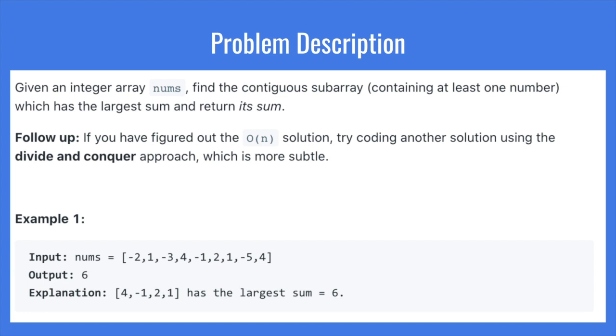So for example, in our example input nums over here, we notice that if we pick a subarray of 4, -1, 2, and 1, and we sum that all up, we will get the largest sum possible, which is 6. So now we need to figure out how to find this contiguous subarray.